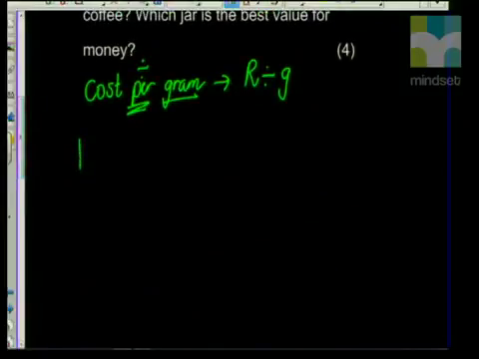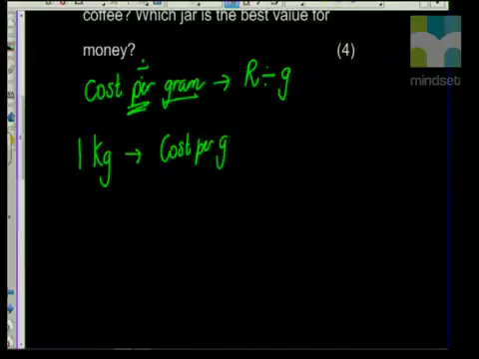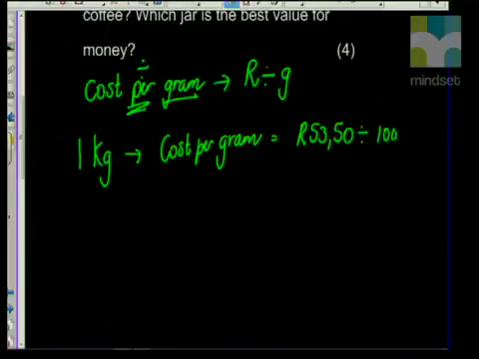My 1 kg jar, my cost per gram is going to be my cost. What is the cost of this? It's 53 Rand 50. And I'm going to divide it by 1,000. This will give me 0,0535.